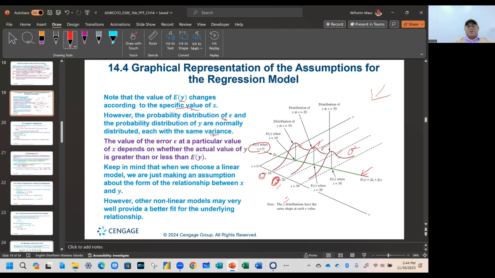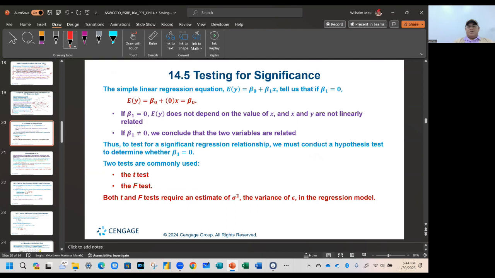Keep in mind that when we choose a linear model, we are just making an assumption about the relationship between x and y, right? However, nonlinear models may very well provide a better fit, and so this is a caution. In this chapter, we're just focusing on linear relationships, but we have to be cognizant of the fact that there are other forms of relations, or nonlinear forms, which may in fact be the real relationship between the variables that we're assuming to be linearly related, no?